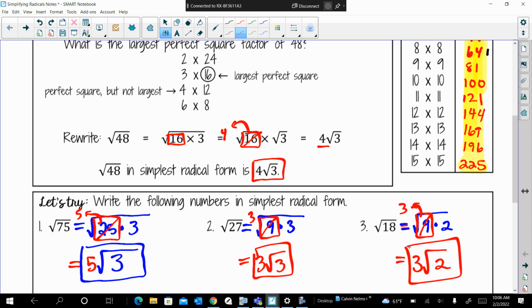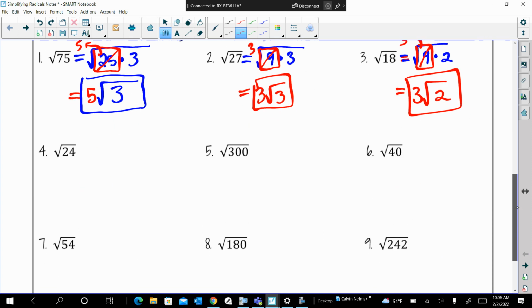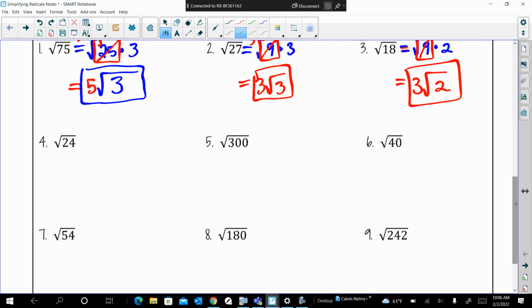If you kind of get the hang of it, you can move ahead. We're going to look at different types. These are just simplifying the radical. All of these radicals do not have a coefficient, or the coefficient is 1. So we don't usually write that. All right, so now I'm thinking about factors for 24 that are perfect squares.